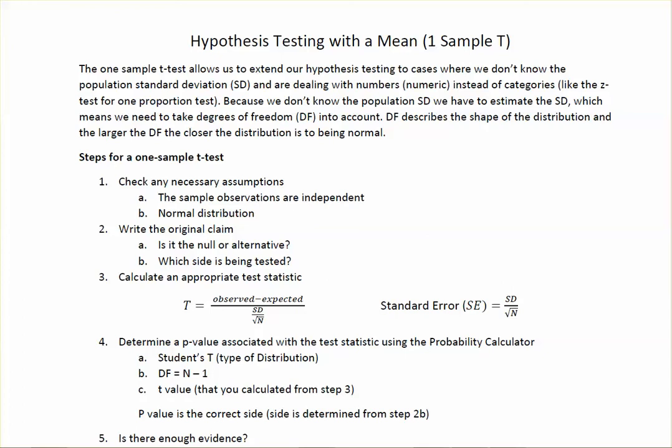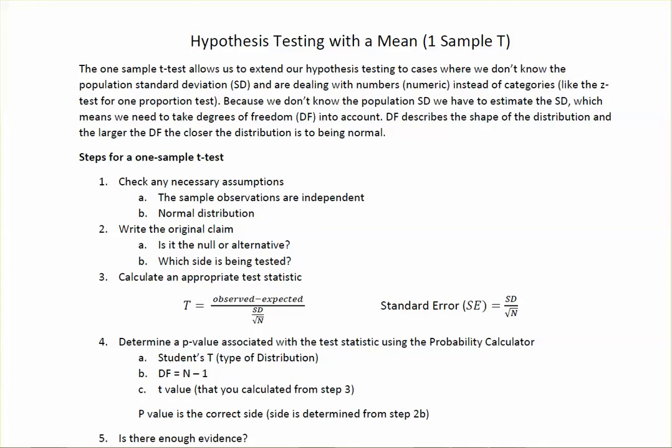This is different from that, mostly because we don't know the population standard deviation and we are dealing with actual numbers. So no more categories, actual numbers. But because we don't know the population, we have to estimate the standard deviation, which means we have to use degrees of freedom. Degrees of freedom describes the shape of the distribution, which means it's constantly changing. And also, the larger the degrees of freedom, the closer the distribution is to being normal.